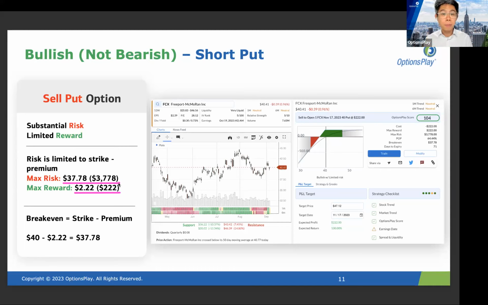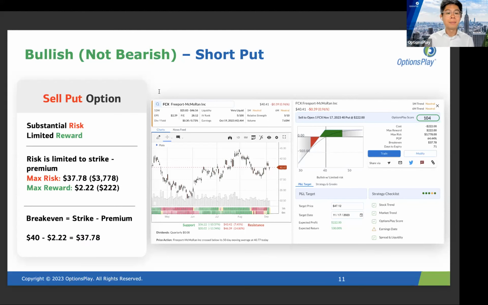then let's take a look at this, because the break-even price on a short put is the $40 strike price minus the $2.22, because you're collecting the premium this time, right? You're getting paid that premium. So you're basically giving yourself a buffer on when the strategy is profitable. So now the break-even price on this bullish strategy is $37.78. Before the call option, the break-even price was above the current price. Now your break-even price is below the current price.